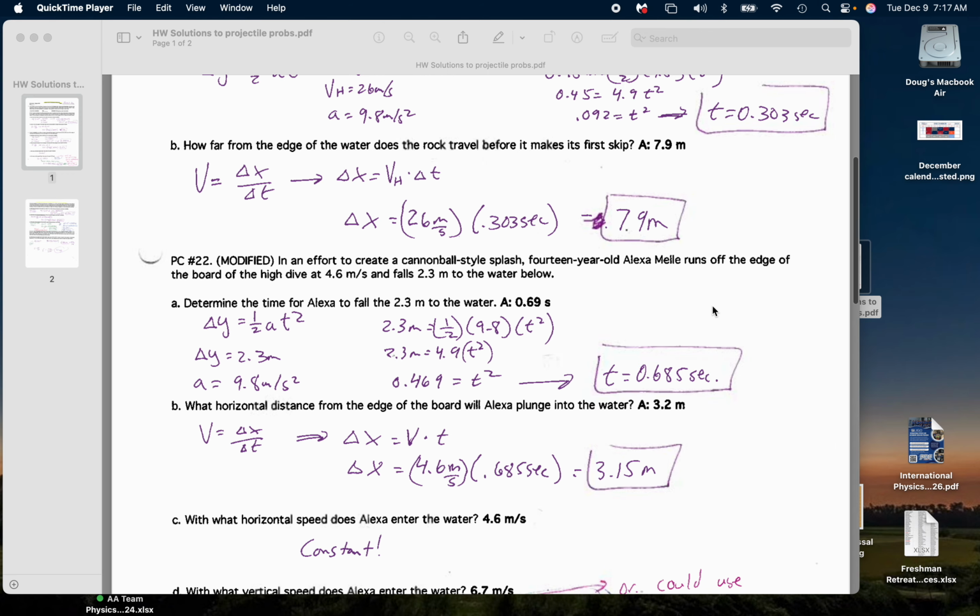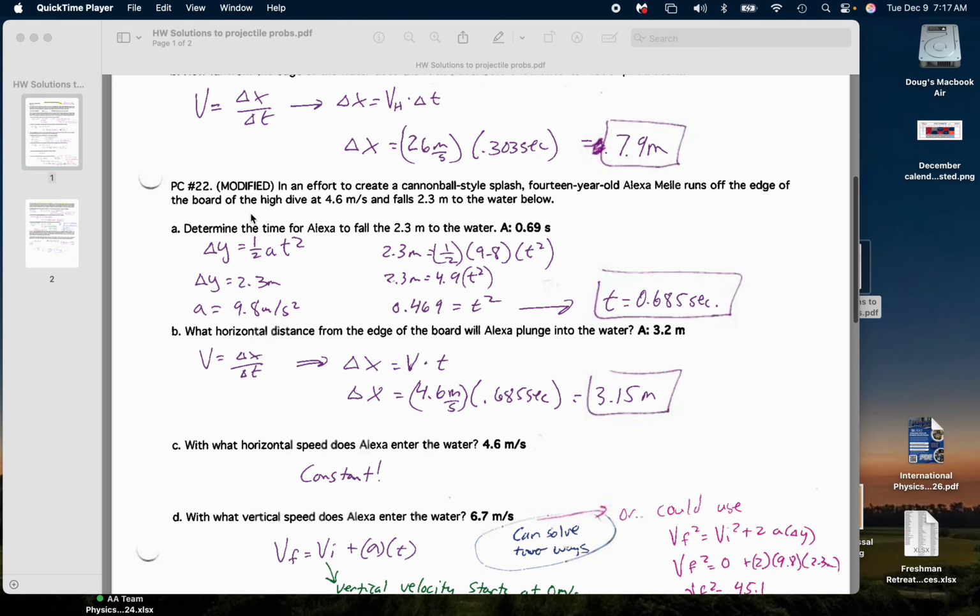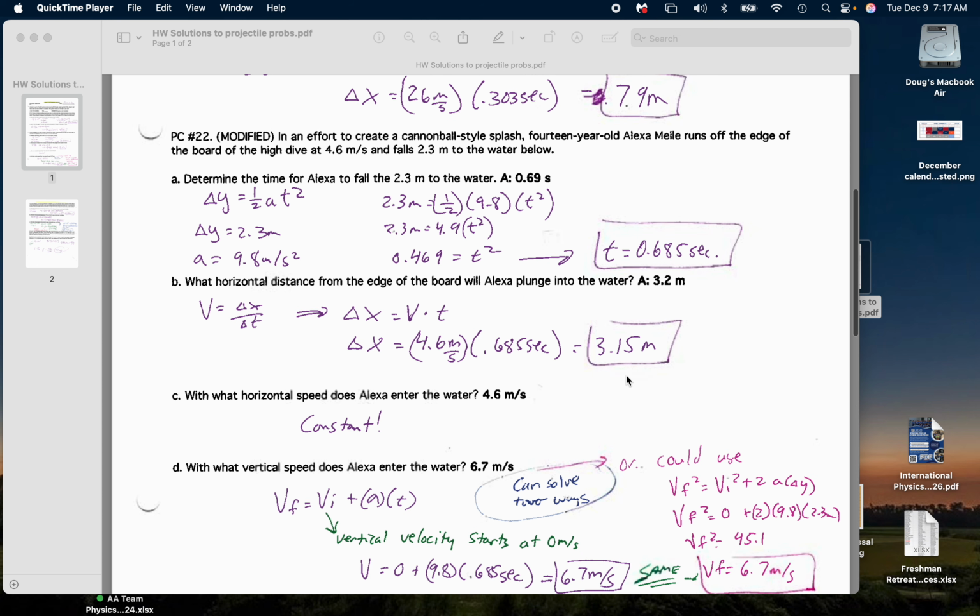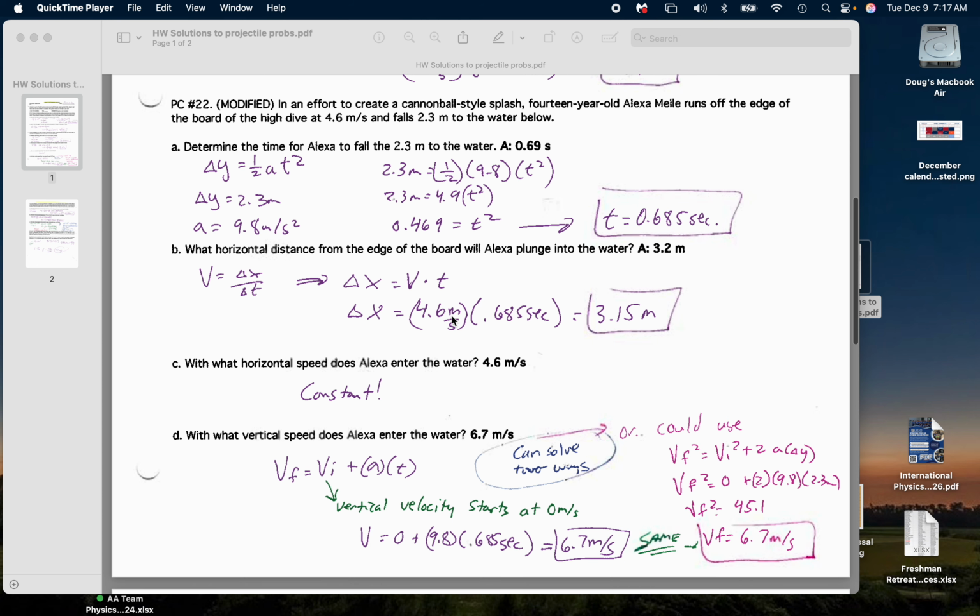For PC22, it's almost exactly the same thing. The numbers are different. So we've got a horizontal motion of 4.6 meters per second, a vertical distance of 2.3 meters. Figure out the time first. Use the time and the horizontal speed to figure out the distance that the person goes sideways, or horizontally, before they hit the water.